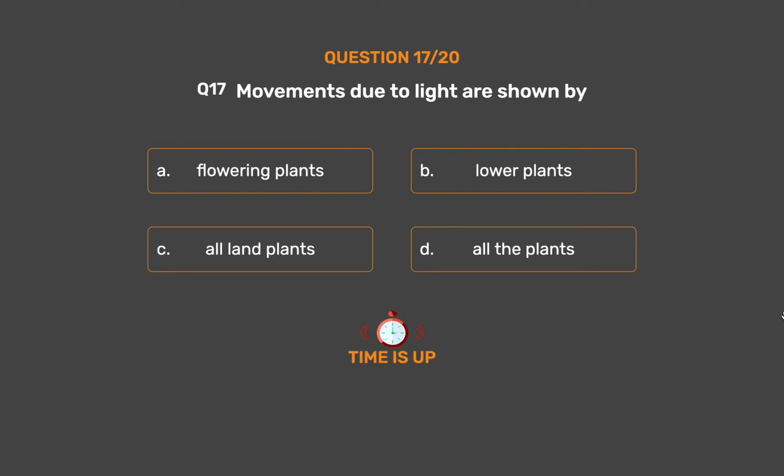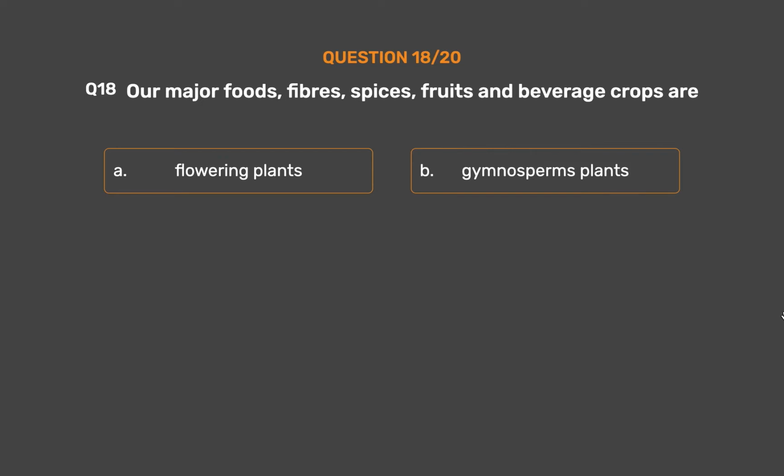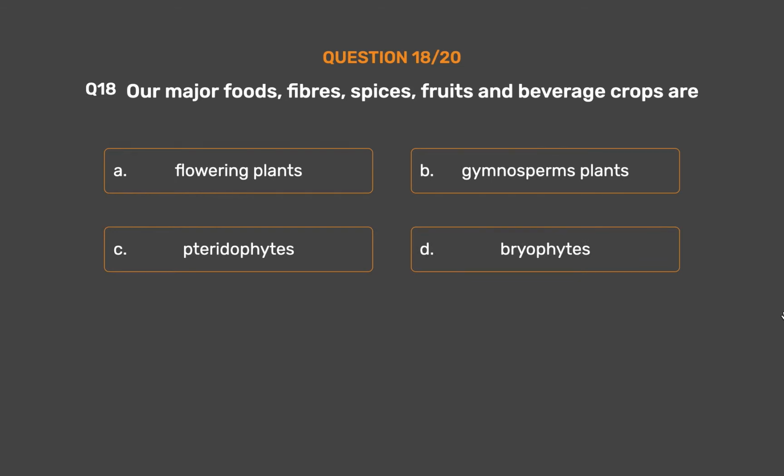The correct answer is Option A. Flowering plants. Question number 18. Our major foods, fibers, spices, fruits and beverage crops are Option A. Flowering plants. Option B. Gymnosperms. Option C. Pteridophytes. Option D. Bryophytes.